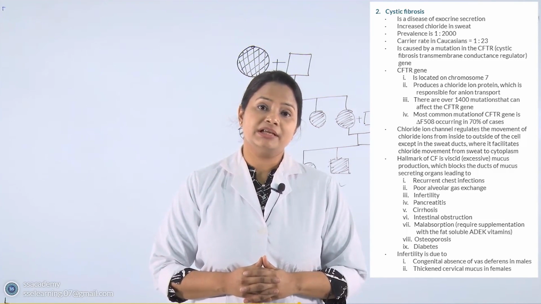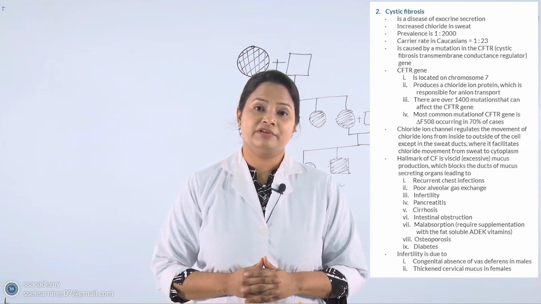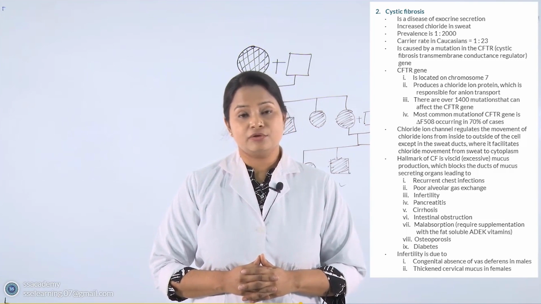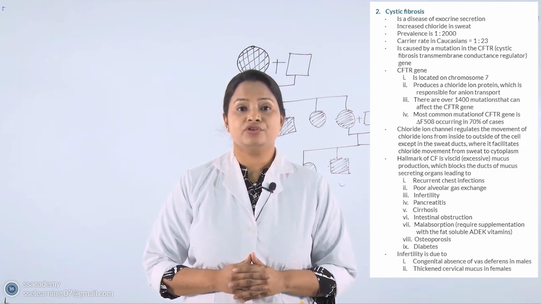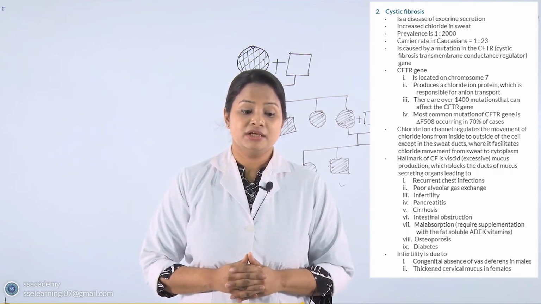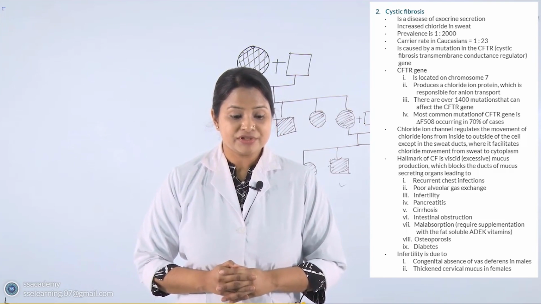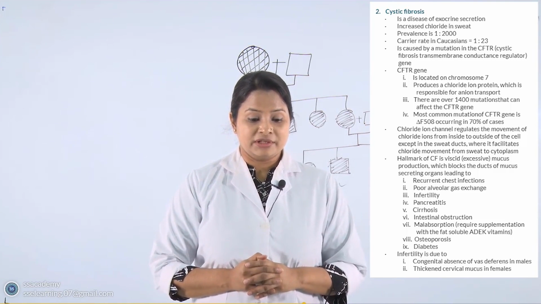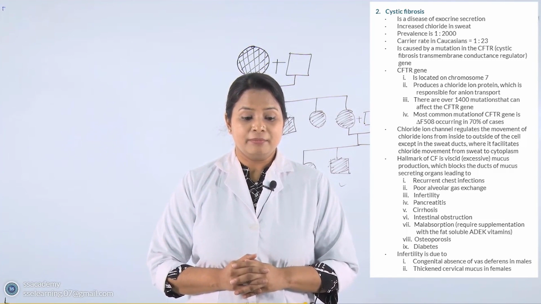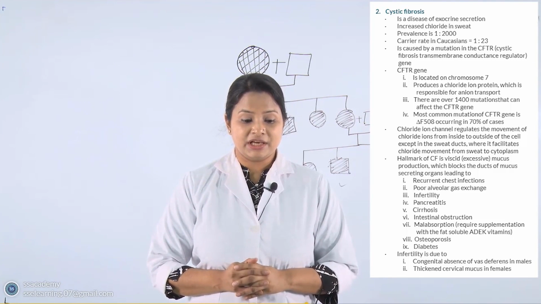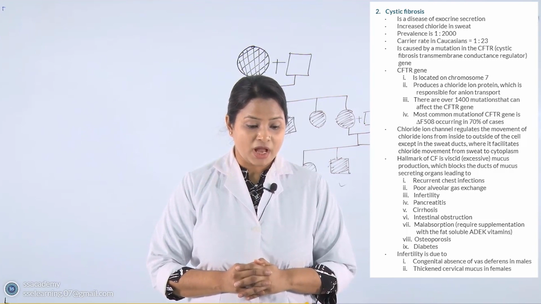Very important line. Circle it with a red pen and give it 5 stars. The gene is located on chromosome 7. Remember, CFTR gene mutation occurs, and the chromosome is 7. It produces the chloride ion protein, which is responsible for anion transport, and there are over 1400 mutations that can affect the CFTR gene.